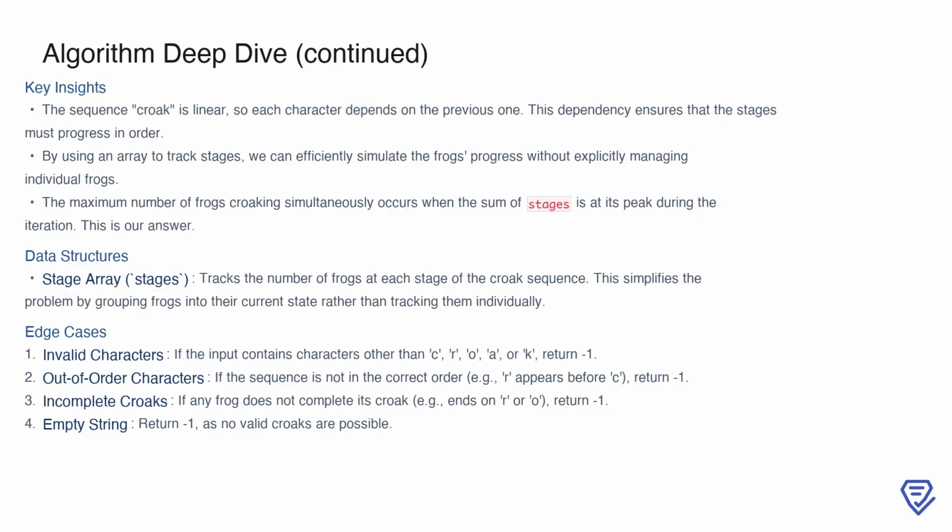For data structures, we primarily rely on the stages array, which groups frogs by their current state in the croak sequence. This simplifies the problem significantly. Some important edge cases to consider include invalid characters, out-of-order sequences, incomplete croaks, and empty strings. For each of these cases, the function should return -1, as they represent invalid inputs.